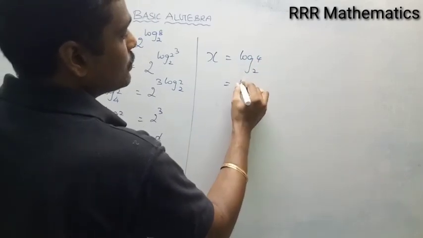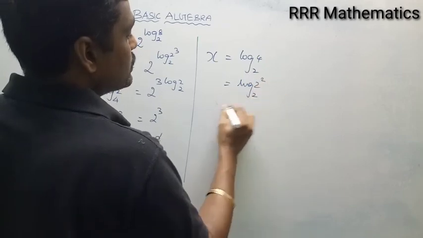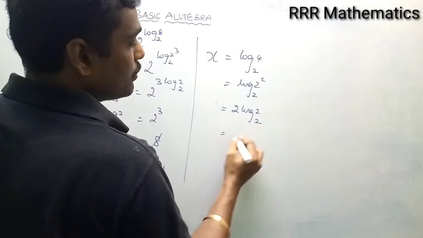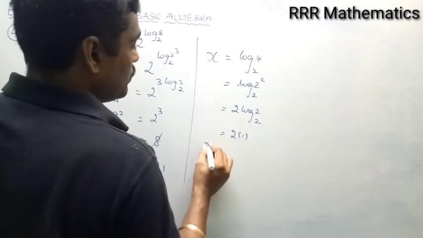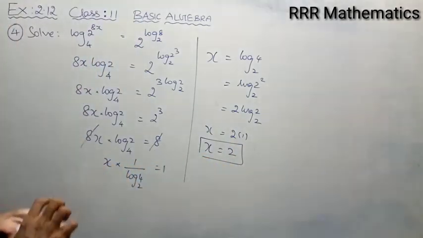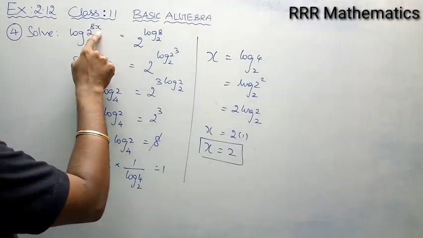4 can be factorized as 2 square. So 2 square base 2. Using power rule, 2 log 2 base 2. What is log 2 base 2? 1. So x will be 2. Very simple. Very first in the left hand side I use power rule.